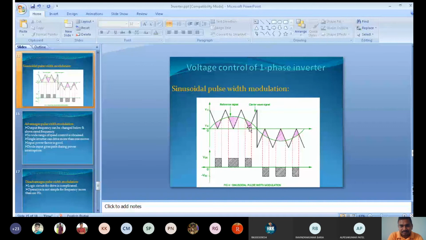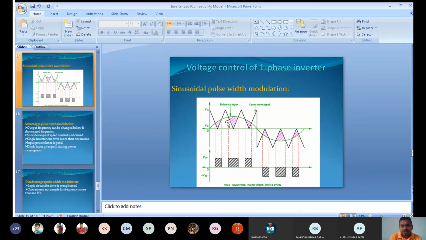Okay, so in this figure we have generated 3 pulses, and all these 3 pulses have different widths. So in this control method we can control the output voltage more efficiently, as the width of the pulse is variable. Why is it variable? Because we are comparing the carrier signal with the sinusoidal waveform, and the value of each and every point of the sinusoidal waveform is not the same.